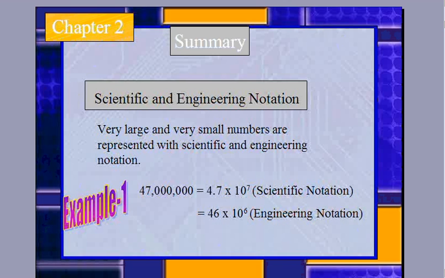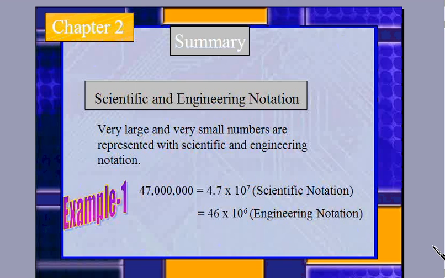If you have the number 47 million, which is equal to 4.7 times 10 to the 7th, it's also the same number as 47 times 10 to the 6th. If you move the decimal place over 1, 2, 3, 4, 5, 6 places, that gives you the engineering notation, and one more place is scientific notation.